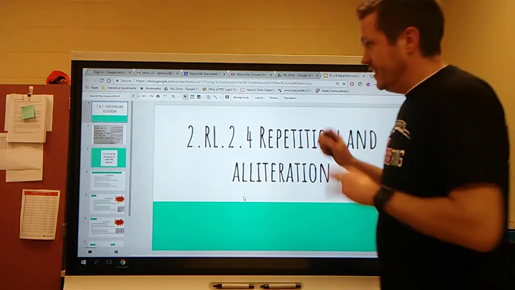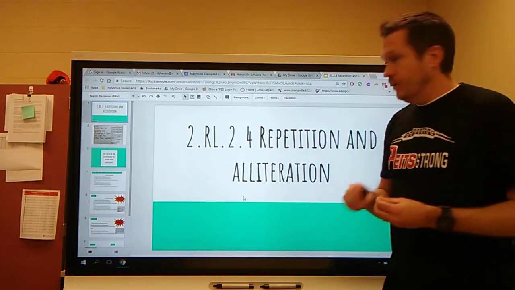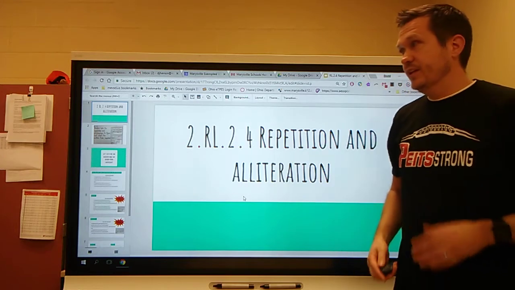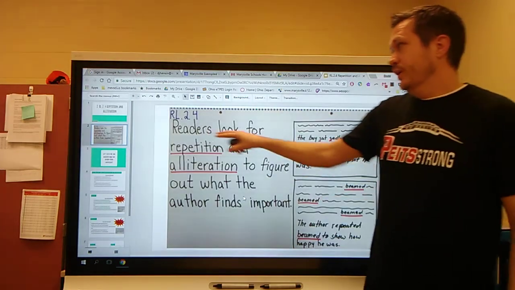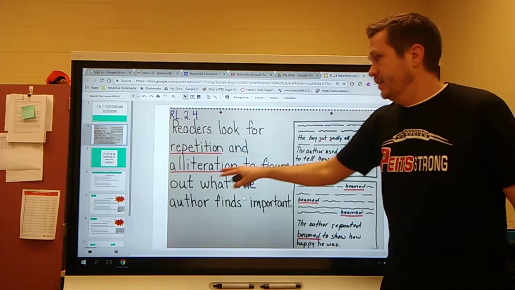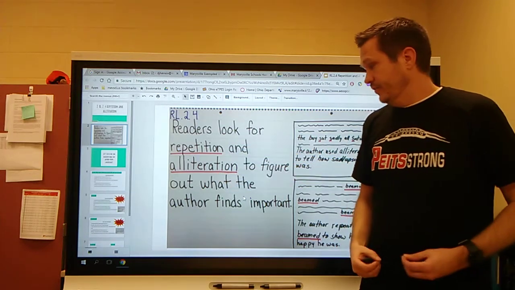All right, second graders, today we're going to talk about how you can look for repetition and alliteration inside of the story. So let's get started. Readers look for repetition and alliteration to figure out what the author finds important.